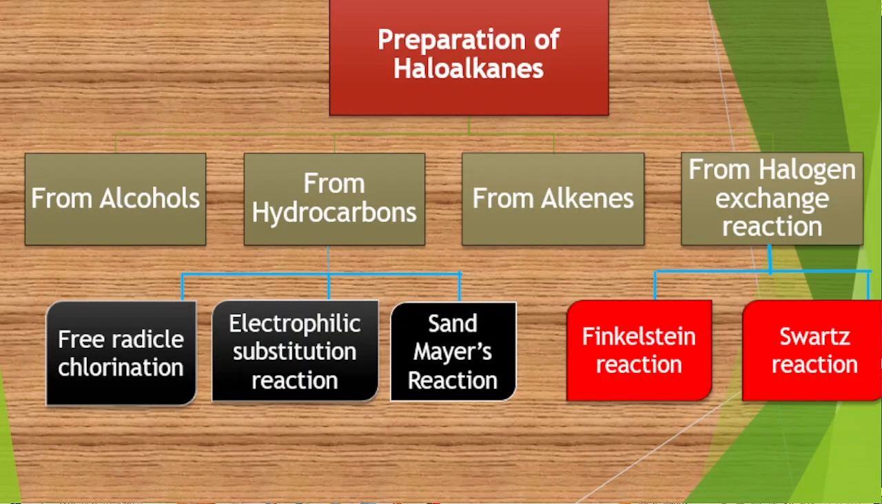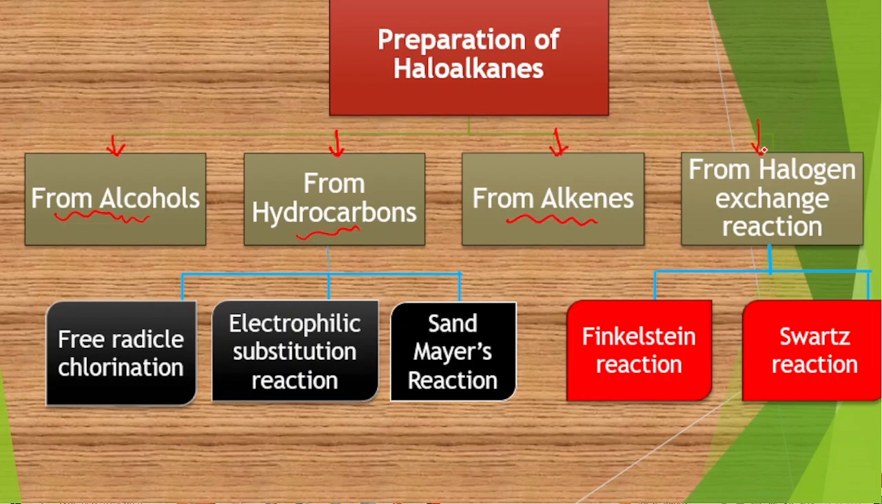Now we are going to see the preparation of haloalkanes. This is the next concept. We can prepare haloalkanes by different types. The first type is from alcohols. The second type is from hydrocarbons. And the third type is from alkenes.